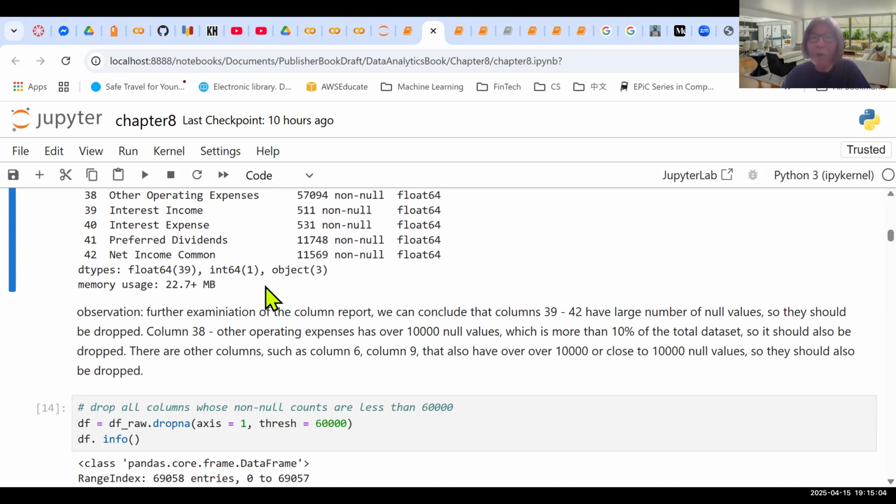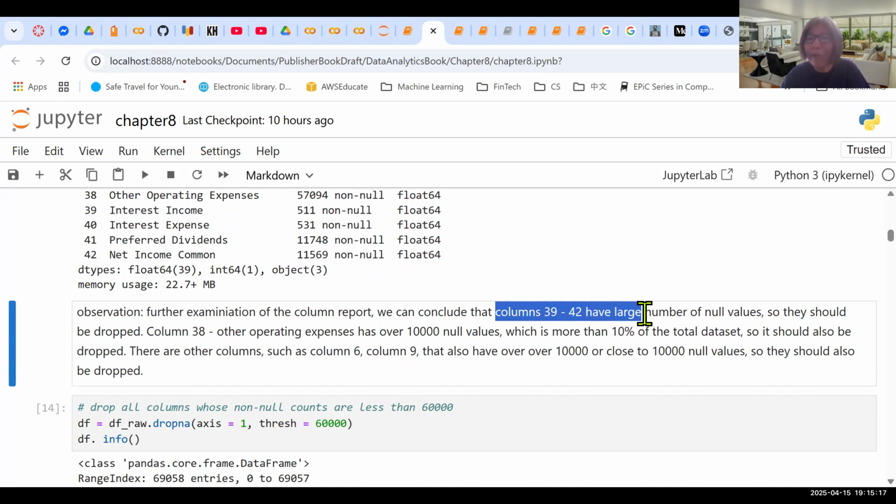From the data info, the column information report, it's summarized over here. Columns 39 to 42 have a large number of null values. Because of this, when we do analysis, if we still keep them, normally they will not do any good, so they should be dropped. Column 38 has over 10,000 null values, and 10,000 is not a small number in this case, more than 10% of the data set's total entries. So this should also be dropped based on our decision. There are also some other columns, like columns 6 and 9, that have over 10,000 null values, so they should also be dropped.